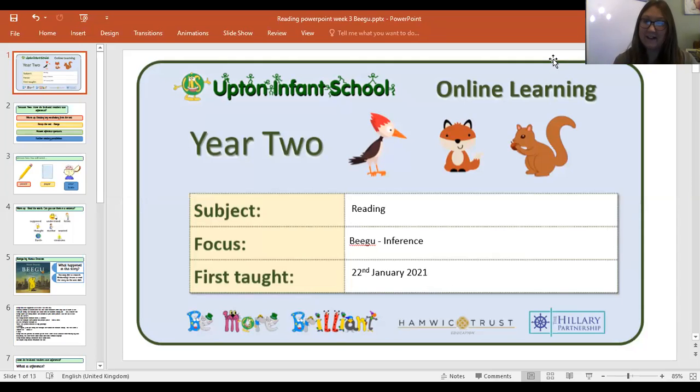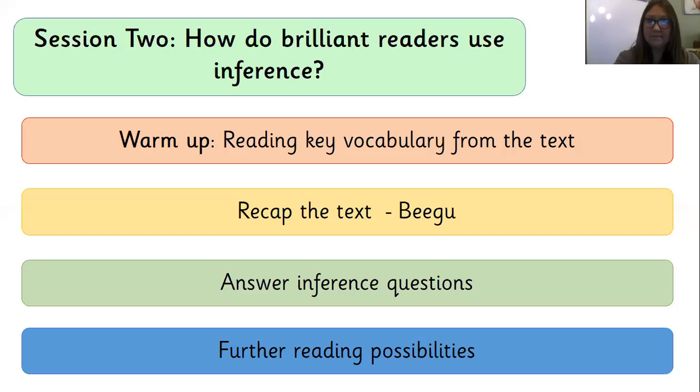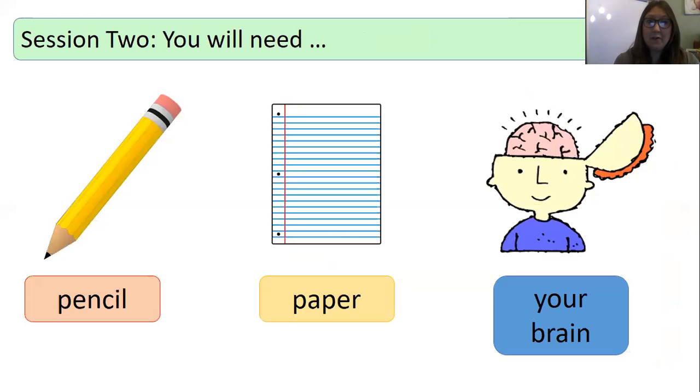I really enjoyed our lesson last time, learning all about Bigu and sequencing the story. Let's find out what we're going to be doing today. So, our question we're going to be looking at is, how do brilliant readers use inference? We're going to start with a warm-up reading key words from the text. We're going to recap the story, answer some inference questions, and then look at some further reading possibilities. You're going to need a pencil, some paper, and obviously your brain. Are you ready, everybody? Let's go.